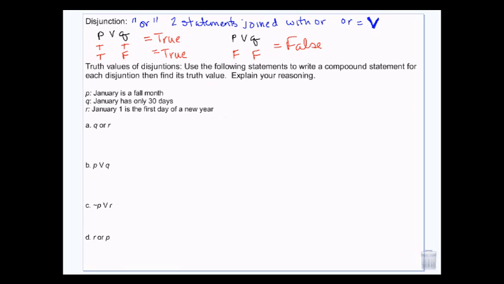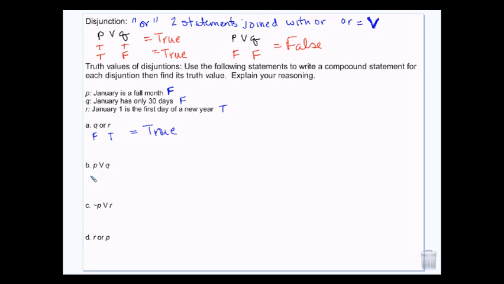So when we look at these statements, January is a fall month. False, right? Because January is winter. January has 30 days only. False, because it has 31. January 1st is the first day of a new year. True. Yes, we're here. Okay, Q, false. R, true. So I'm saying false or true. That's true.